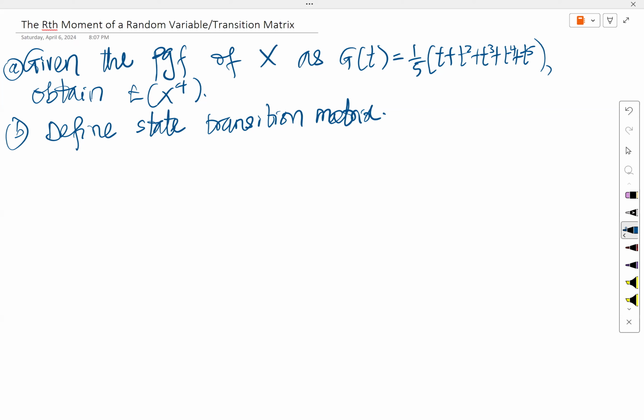And then B, we have something that is not quite connected with that, and that is to define, state, what is meant by state transition matrix. So let's go on to do that.